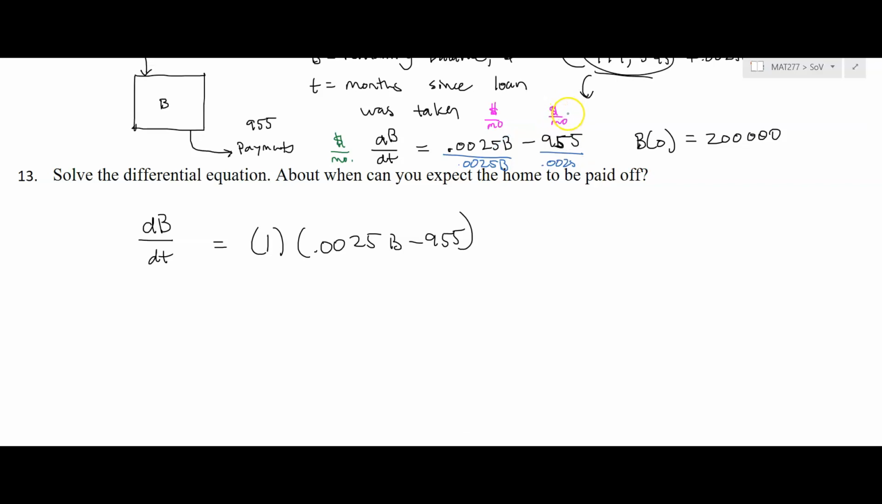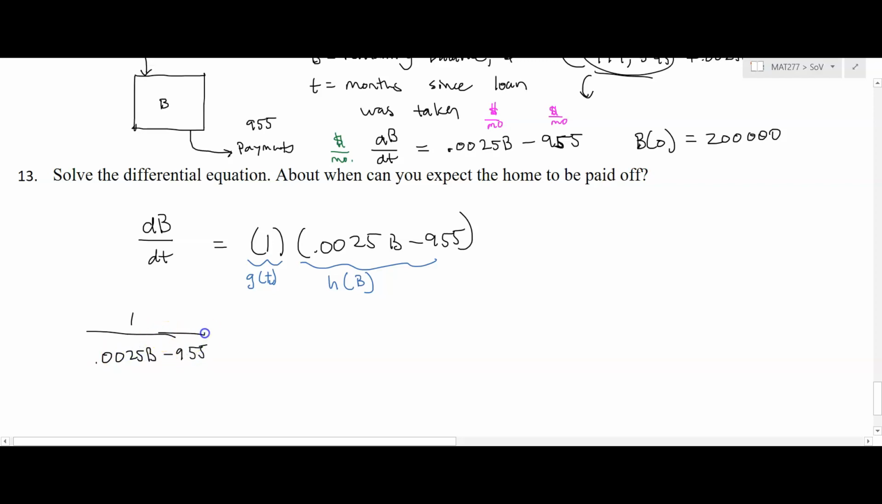So be careful when you do this. When you're doing division with multiple terms, each term has to receive that same denominator. So here I have what we can call our g of t, and here our h of b, since our dependent variable is called b. The thing containing the dependent variable, I'm going to divide over. It's going to look a little nastier: 1 over 0.0025b minus 955 times dB dt equals 1 on the right.